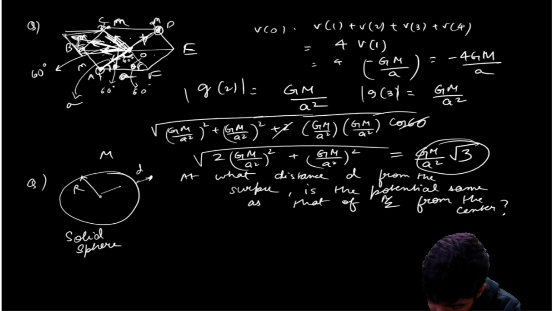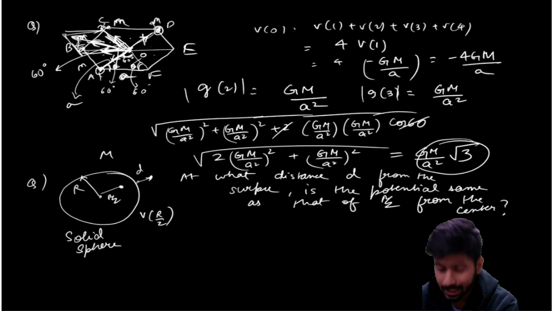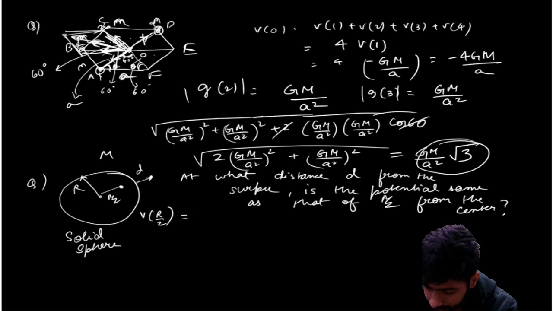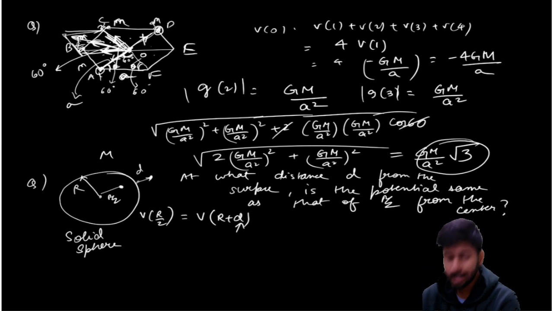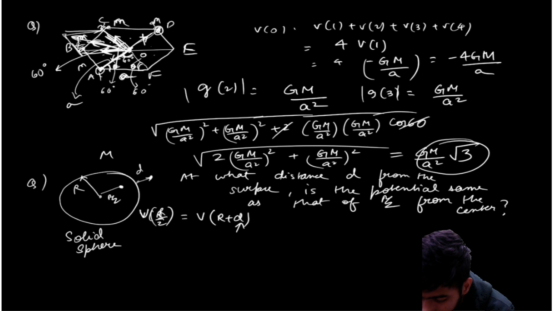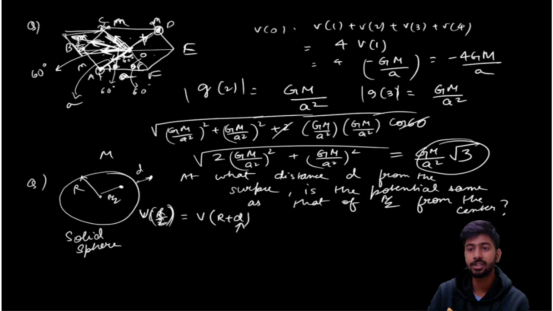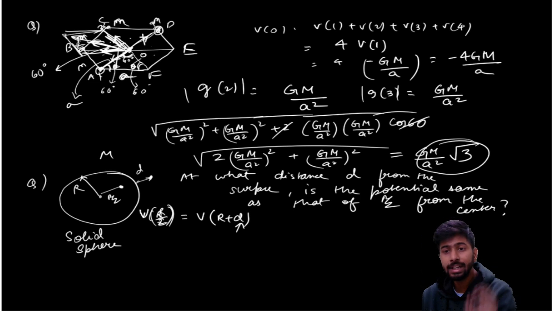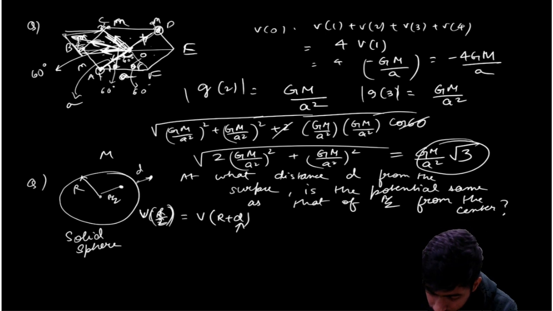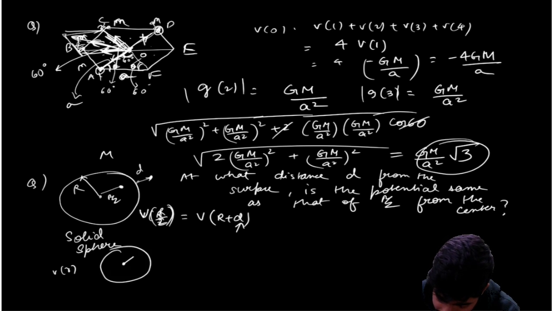So at a distance r by 2, you need to calculate the potential at r by 2. And that potential has to be equal to V of r plus d. That is the question. What is this d? To calculate this d, I first need what is V at r by 2. That is the first question. So to calculate this, you need to know the formula for potential at a distance r inside a solid sphere, right?